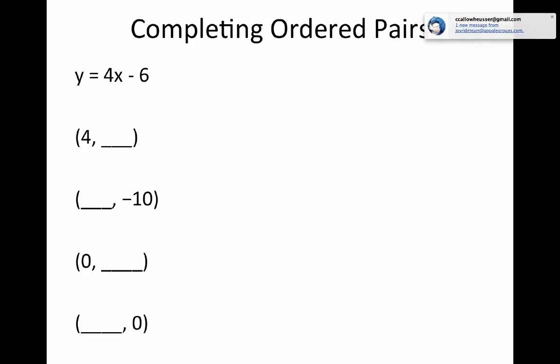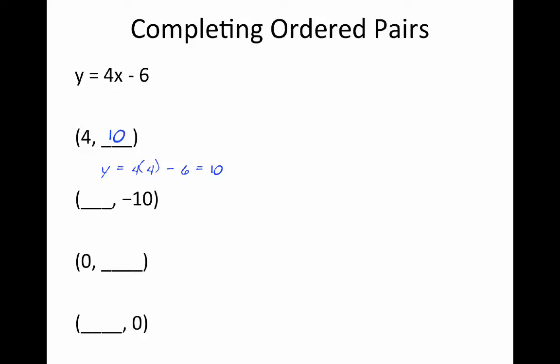Here's another task. If we have the linear equation y is equal to 4x minus 6, we need to find out what the missing value is in each of these ordered pairs. In the first one, x is equal to 4, so I'll plug x is equal to 4 into the linear equation. I'll have y is equal to 4 times 4 minus 6. When you do the math, that's 16 minus 6, which is equal to 10. So y is equal to 10.